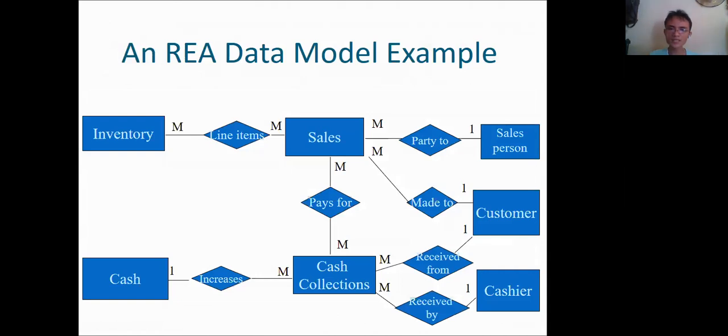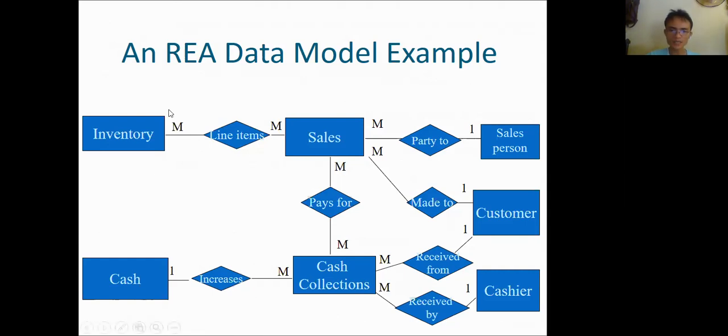Another one is the REA data model. REA means resources, events, agents. Resources are basically the accounting elements, particularly the assets. Events are the transactions, and agents are the persons doing the transactions or involved in the transactions.